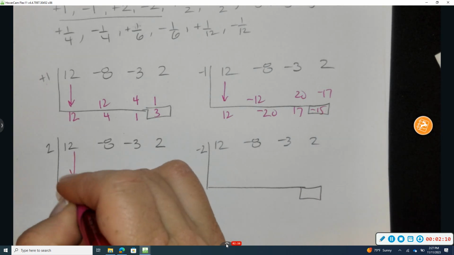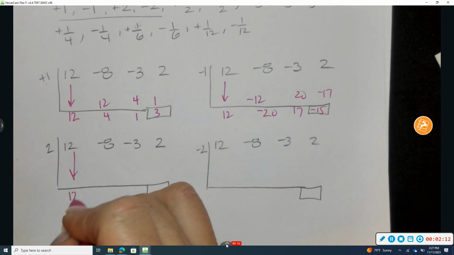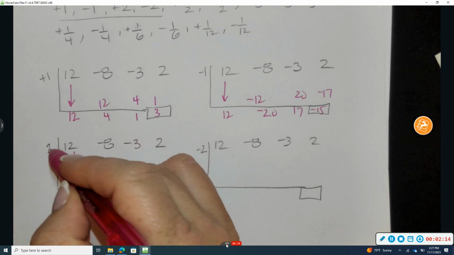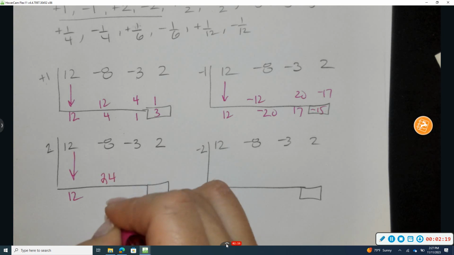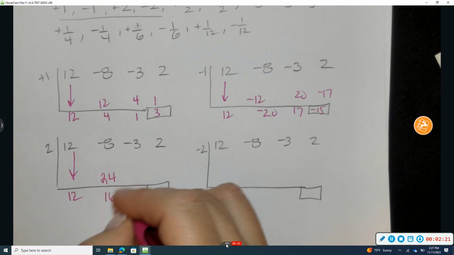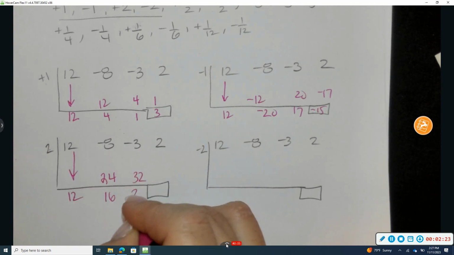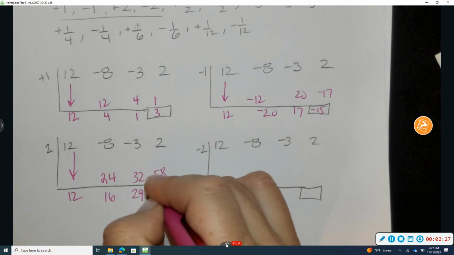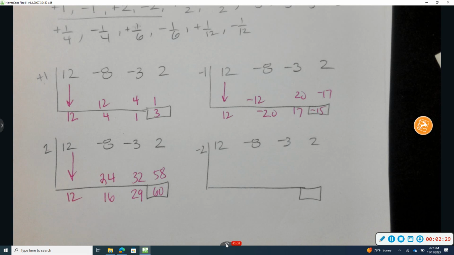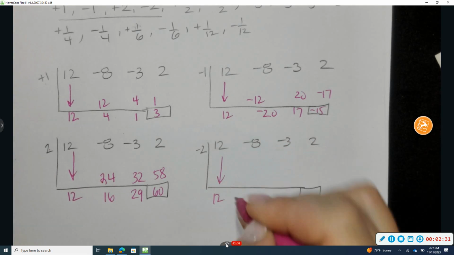And again, this is not resulting in a 0. We're going to keep moving on here. Hopefully one of these four works. It's going to make our lives much easier. 2 times 12 is 24. Add down to come up with 16. Multiply to get 32. Add down to get 25. Multiply to get 58, add down to get 60. No. All right, let's try this one.